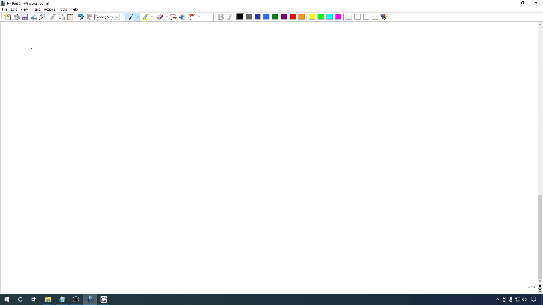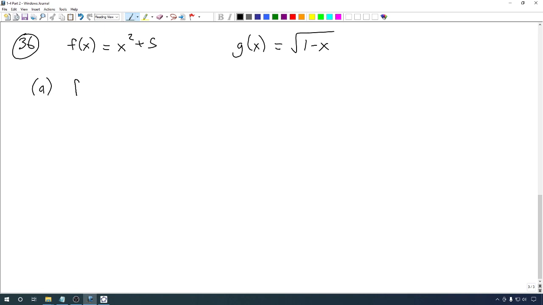Let's look at a problem where we do stuff like this. Let's look at problem 36. In problem 36, they give us the function f of x is equal to x squared plus 5. Function g of x is equal to the square root of 1 minus x. We want to combine these in various ways. There's actually 6 different parts to this problem. The first one is asking what is f of x plus g of x.